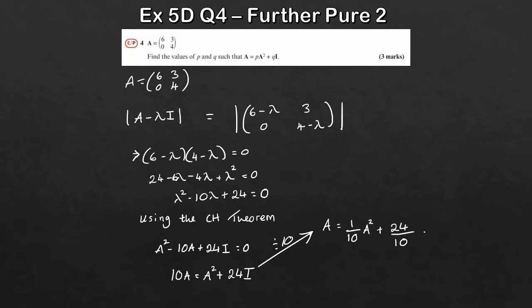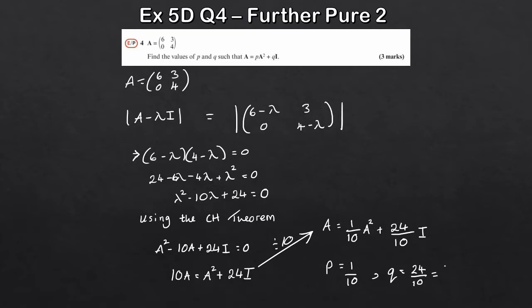Okay, and it just wants us to find the values of p and q, so simply we just need to write p, well, that'll be equal to the number in front of the A squared, so that'll be the 1 over 10, and then my q is my coefficient of my I, which is 24 over 10.